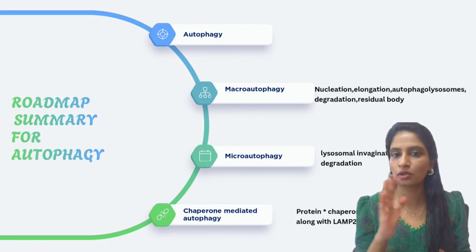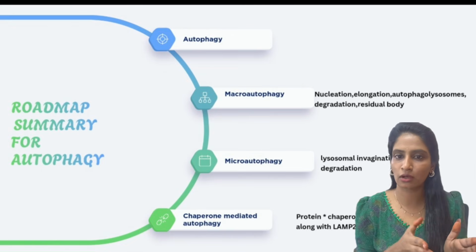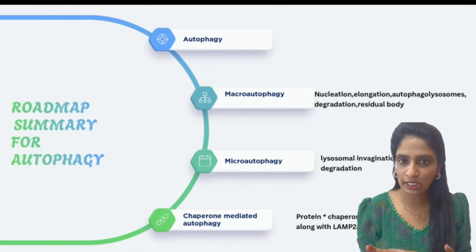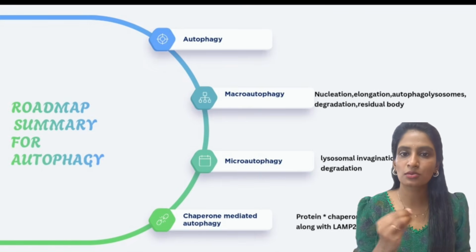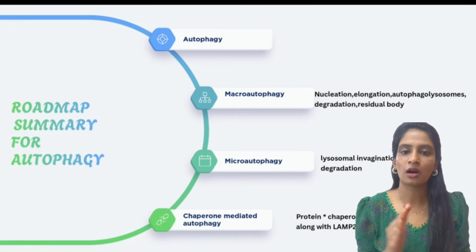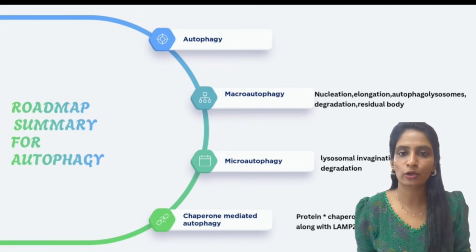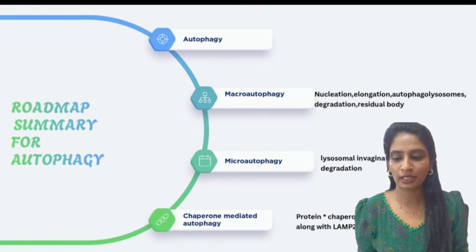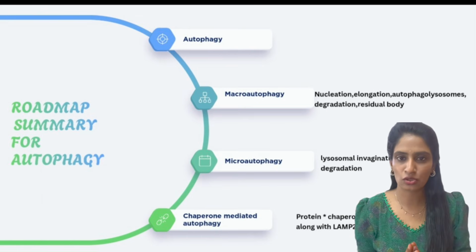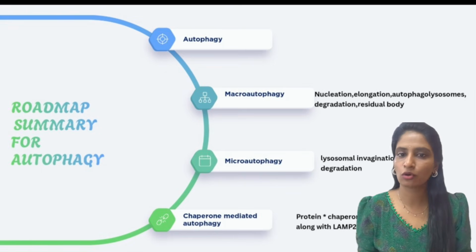Difference between macro, micro and chaperone. Macro is a big process where you have nucleation, elongation, the autophagolysosome complex, and finally degradation. Once degradation occurs, it leaves a residual body. The residual body will either be completely resolved or go on to become wear and tear pigments called lipofuscin. So this is all about macroautophagy. Microautophagy, as I told you, is a cytoplasmic invagination coated with lysosome. Directly all the stress and cytoplasmic organelles come inside the pocket and go for destruction.